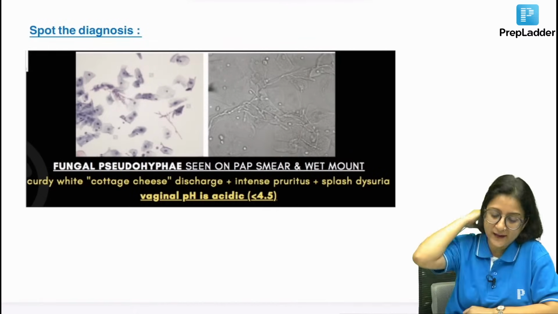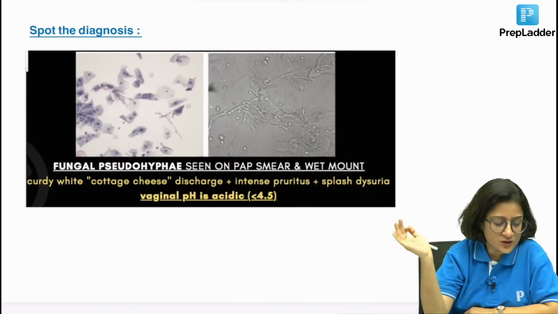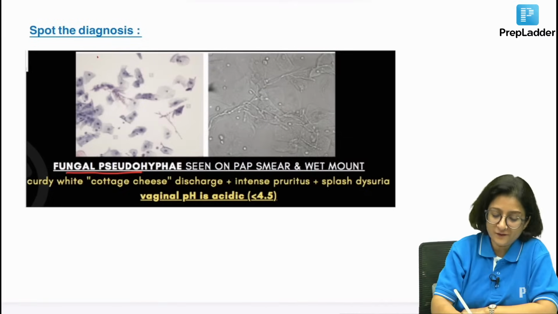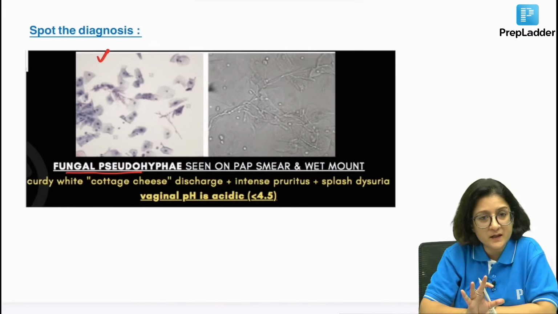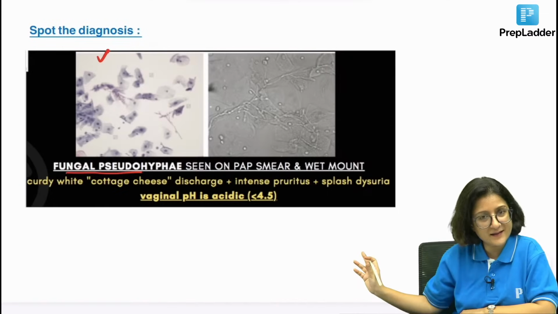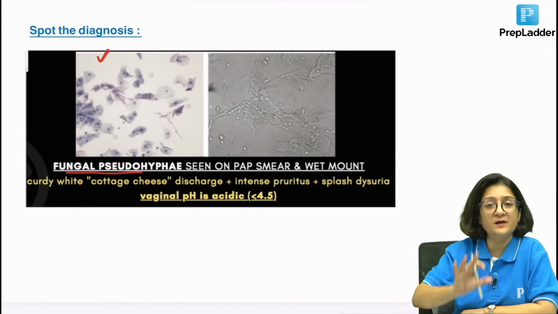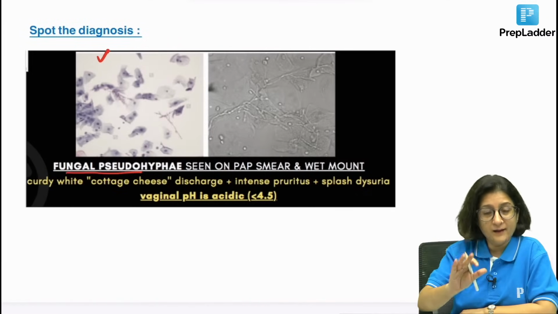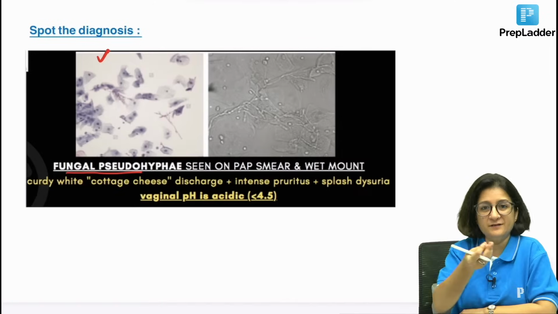Now, spot the diagnosis. You already know this, so we will go quick with this. Fungal pseudo-hyphae seen on the left side; it is a pap smear image where fungal pseudo-hyphae are seen. Pap smear is used for cervical cancer screening. Don't answer pap smear for identification of genital infections. Okay, so pap smear can pick up infections sometimes.